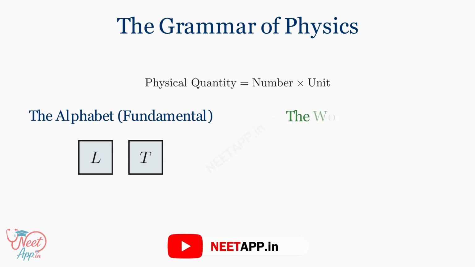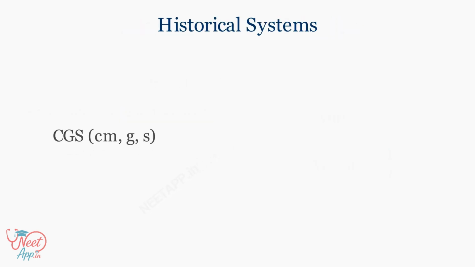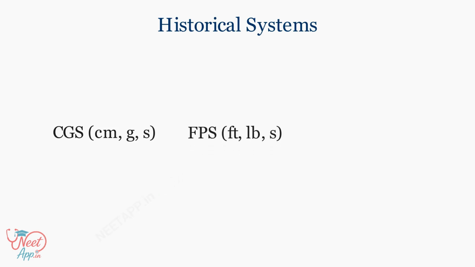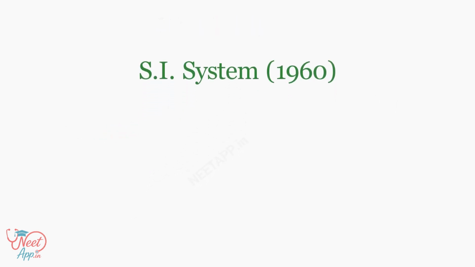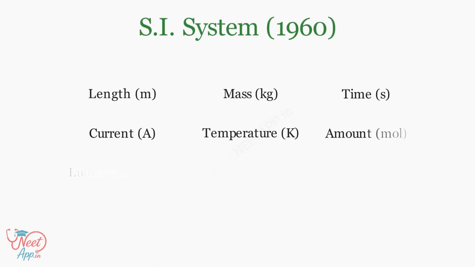Then we have our words, which are derived quantities. These are combinations of the fundamental blocks like velocity or force. Historically, scientists were completely divided. Some used the CGS system, measuring in centimeters, grams, and seconds. The British used the FPS system with feet, pounds, and seconds. And others used MKS, standing for meters, kilograms, and seconds. To end the chaos, the world united in 1960 to create the modern international standard, the SI system.